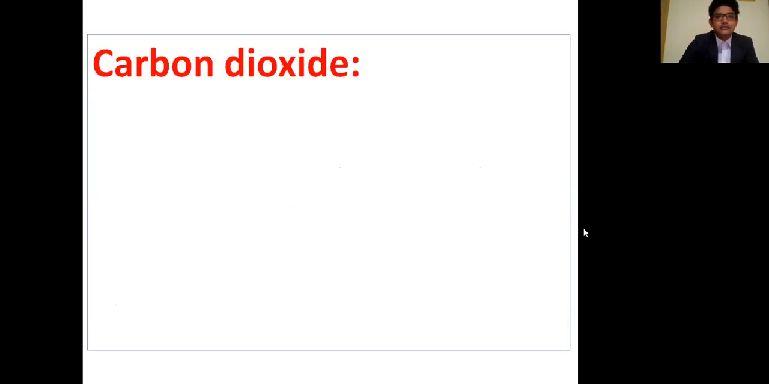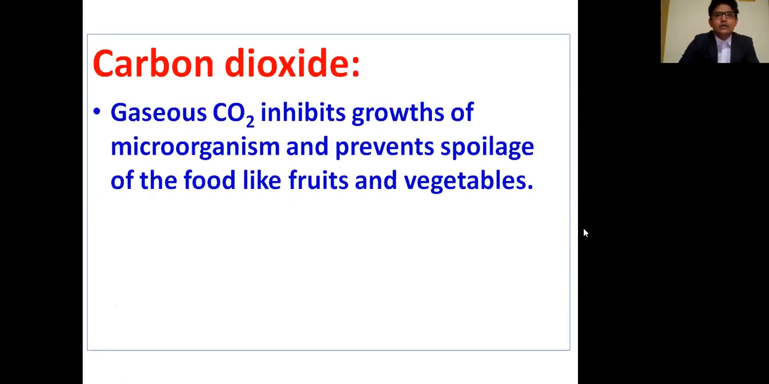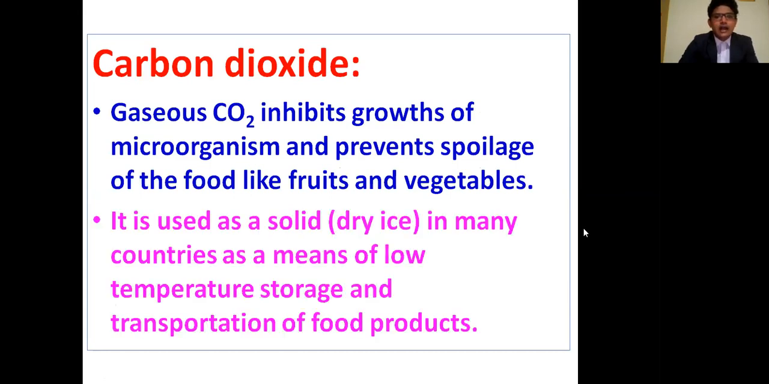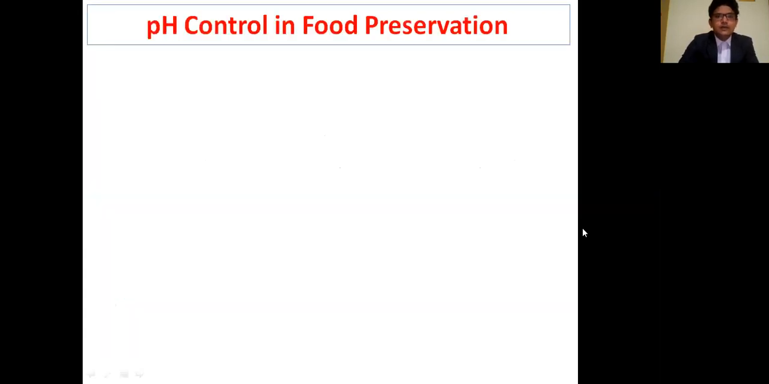The next preservative is carbon dioxide. Gaseous CO2 inhibits growth of microorganisms and prevents spoilage of foods like fruits and vegetables. It is used as solid dry ice in many countries as a means of low temperature storage and transportation of food products. Here we are going to learn about the role of pH in food preservation.